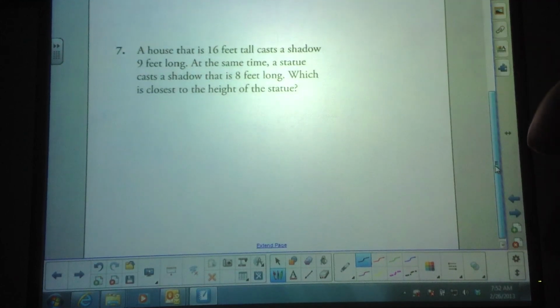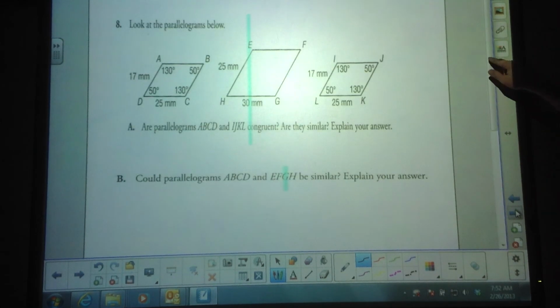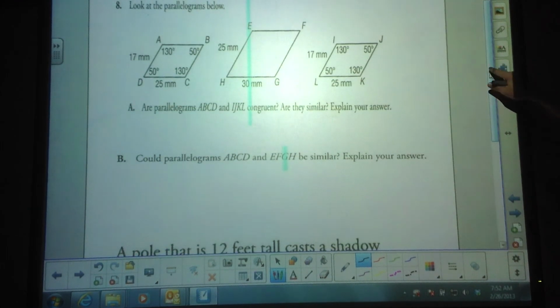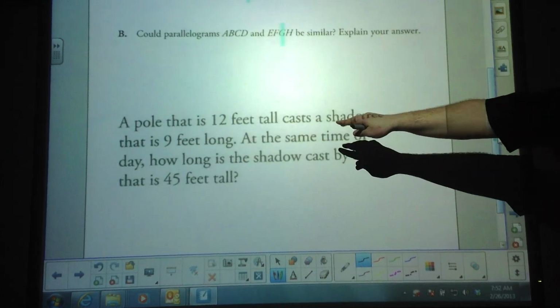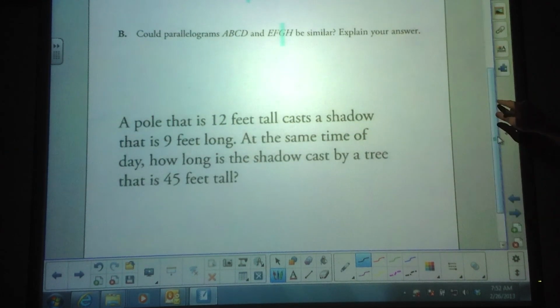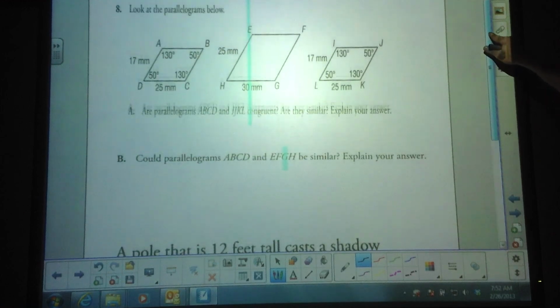A house that is 16 feet tall casts a shadow. I'm not going to do this one again. We've done a couple like these. If you need more help with that, go back and look at the other ones. I'm not going to do number 9 because that's exactly the same as the cast shadows we've done before.